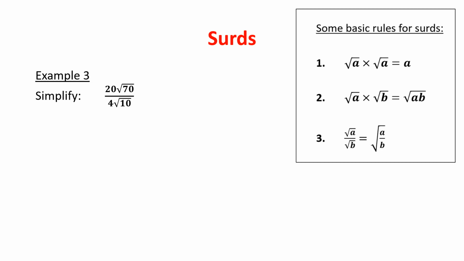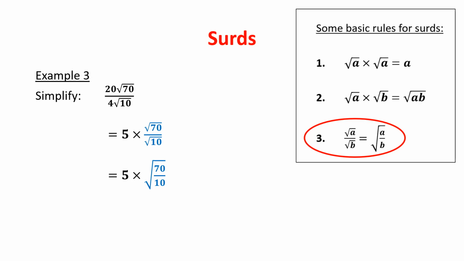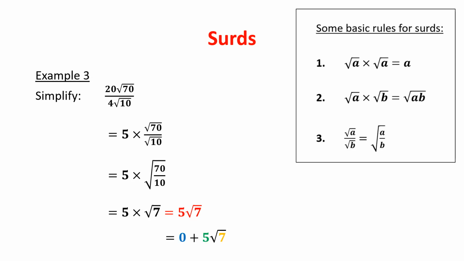All right, our last example, let's simplify 20 times the square root of 70 divided by 4 times the square root of 10. So let's divide 20 by 4 first to get 5. And then let's look at our third rule and realize the square root of 70 divided by the square root of 10 really is just the square root of 70 over 10. 70 over 10 is just 7. And so we've got 5 times the square root of 7, which we wouldn't actually write in that form, but it can be written in that form.